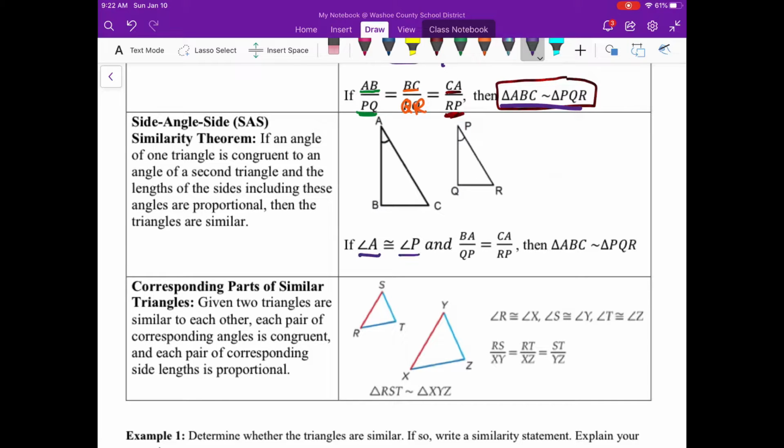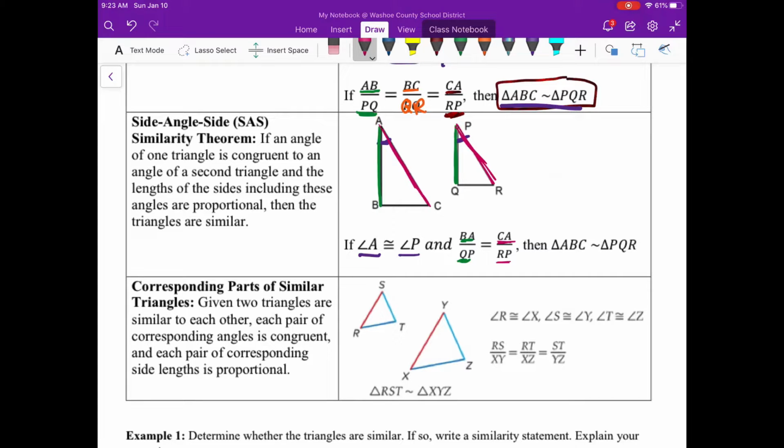Another way I could prove triangles are similar to each other is by the side angle side theorem. So first I would need an angle to be congruent, so angle A and angle P in this case, and then the two sides that are next to that angle. So I would go BA right there and compare that to QP right there, and then set that equal to the other side that's hugging that angle. In this case, that's CA, and then this would be RP or PR, okay?